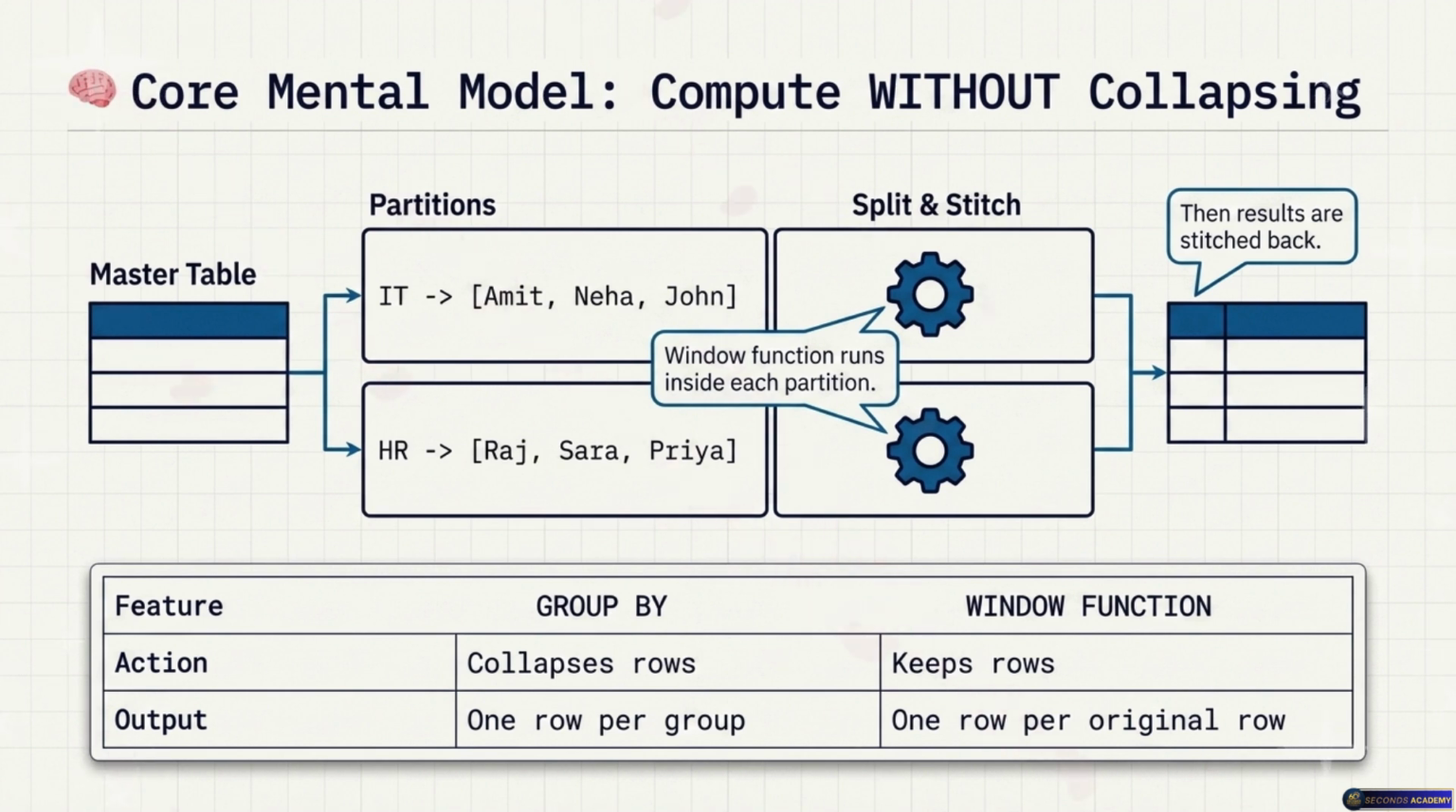So the crucial mechanism is what happens next, right? Because it doesn't return a summary. No, it doesn't. Once the engine finishes that localized ranking, it maps those newly calculated ranking values directly back onto the original distinct rows. That is wild. So everyone retains their primary key identity. Amit is still Amit, making 50K. Yes, but the output now features a brand new computed column appended to his record. And that column indicates his rank within the IT partition.